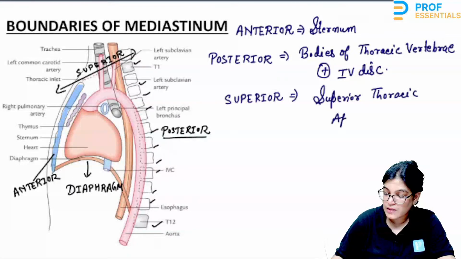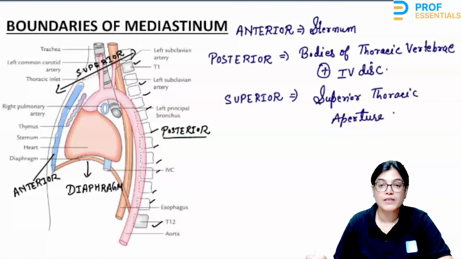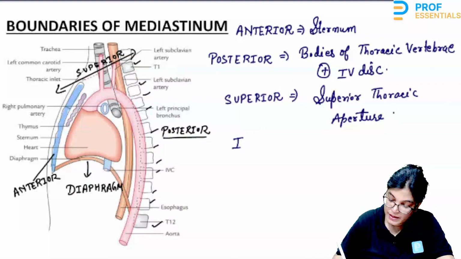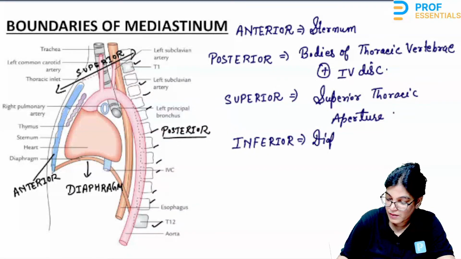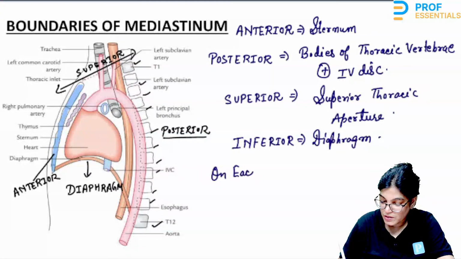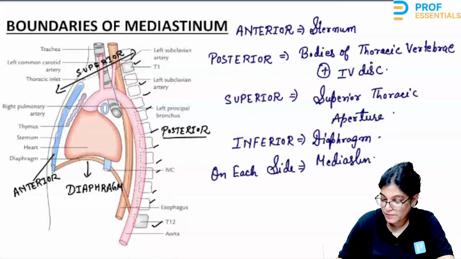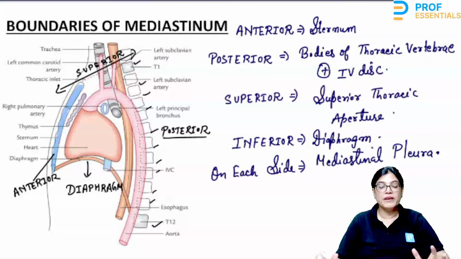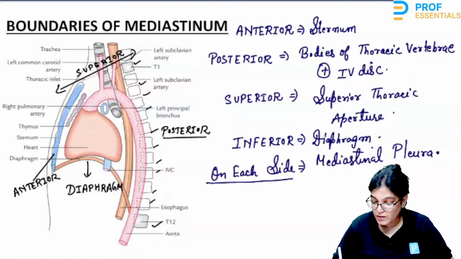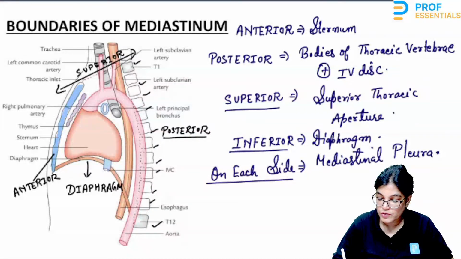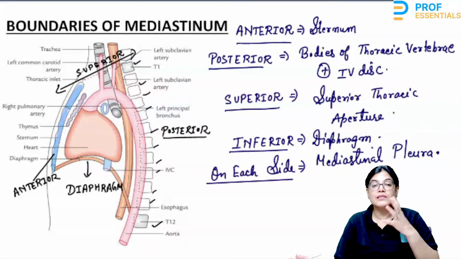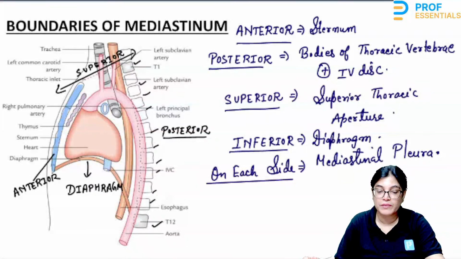Actually, we have already discussed the superior thoracic aperture in the introduction class of the thorax region. Inferiorly, we will have the diaphragm. And what lies on each side? When I talk about the structures residing on each side, there is the mediastinal pleura. So this is how we can define the mediastinum boundary. We know what lies on either side, inferiorly, superiorly, posteriorly, and anteriorly. So this is how we can define the entire boundary of the mediastinum.